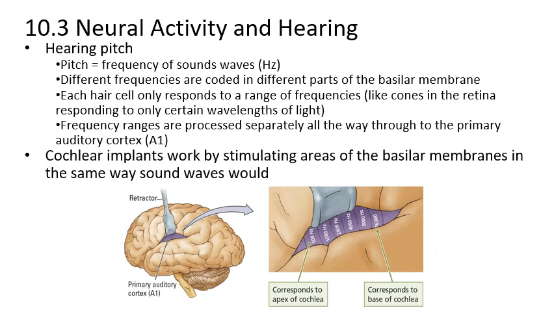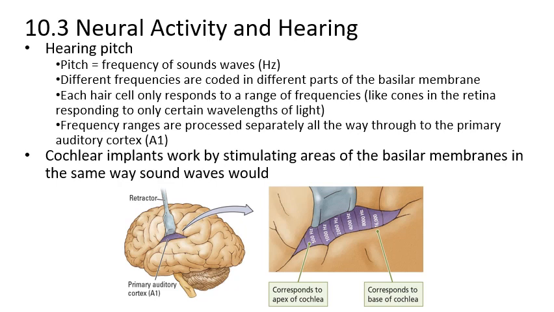Moving on to section 3, neural activity and hearing. So, hearing pitch. Pitch, as you just learned, is the different perception of different frequencies of sound waves. And we also just talked about how different frequencies are coded in different parts of the basilar membrane, with higher frequencies being coded toward the base of the cochlea and lower frequencies being coded toward the apex of the cochlea. So each hair cell on the basilar membrane only responds to a range of frequencies, kind of like how cones in the retina only respond to certain wavelengths of light.